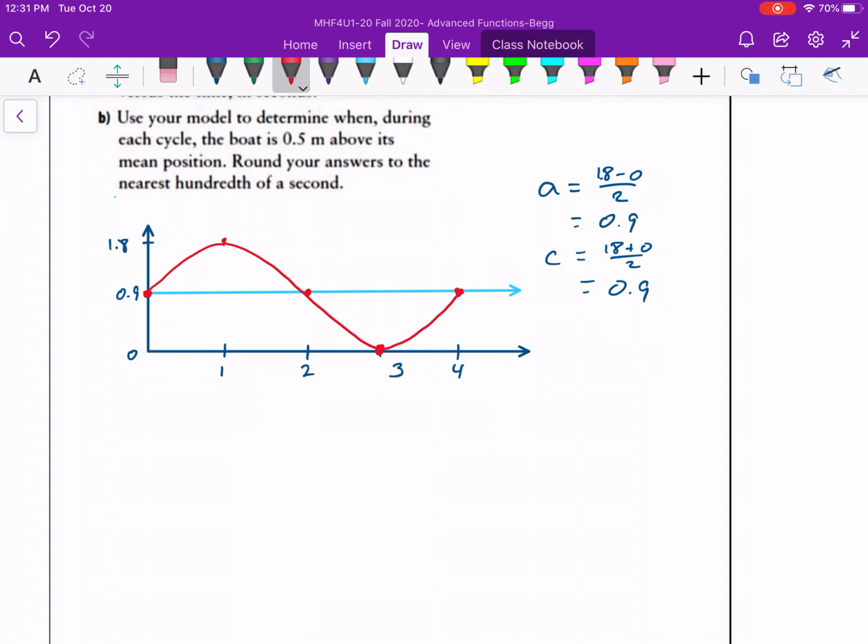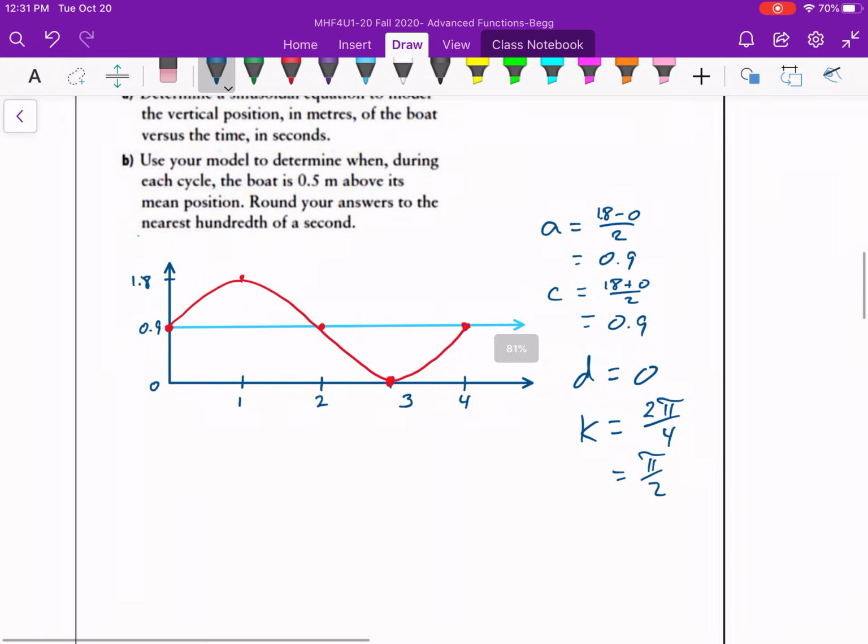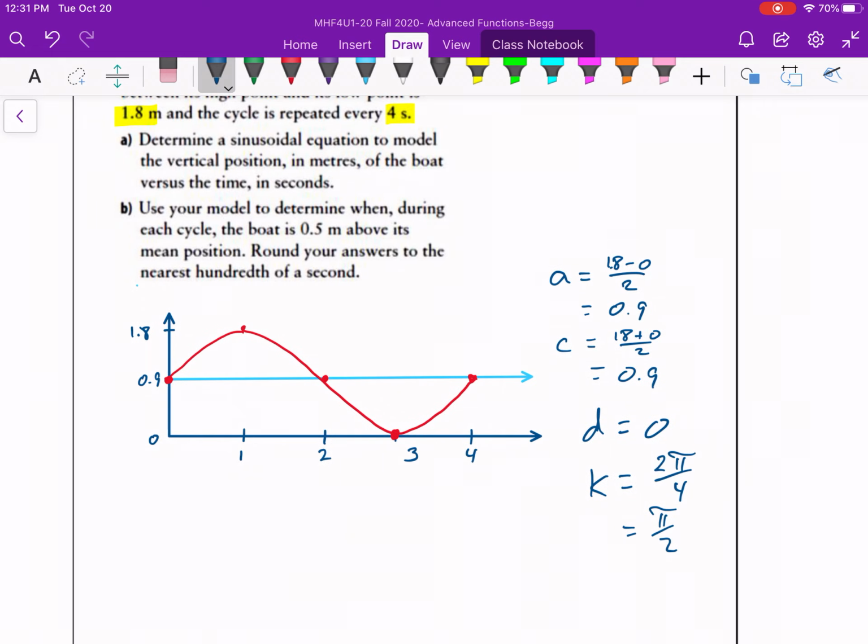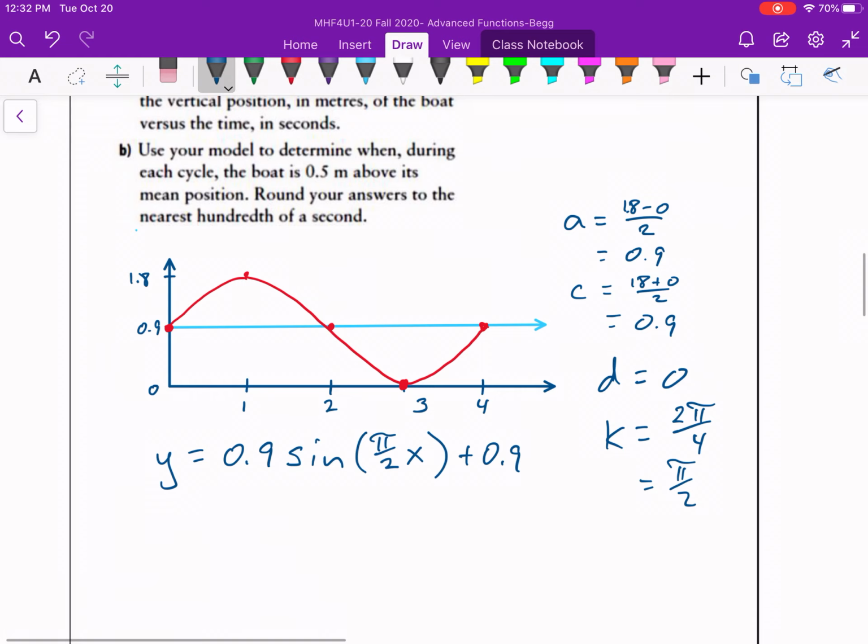If I draw it like that, then that means that there's no horizontal shift, so I'll just say d equals 0, and my k value is 2 pi over the period, which is 4 seconds, so it's pi over 2. So my equation is y equals 0.9 sine of pi over 2 x plus 0.9. So A, K, D, C in that order. There's my equation. That's part A.